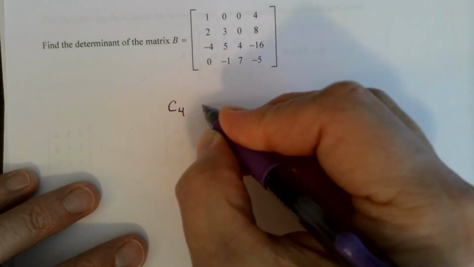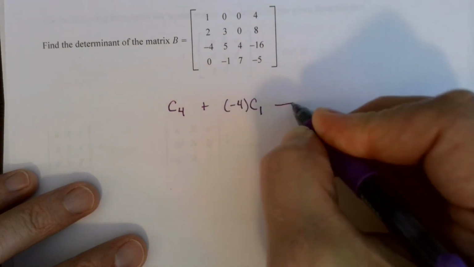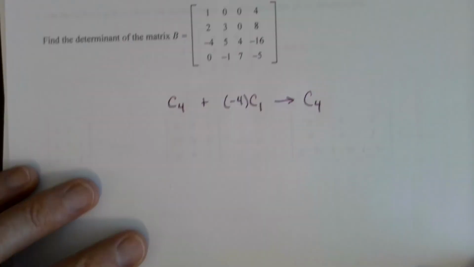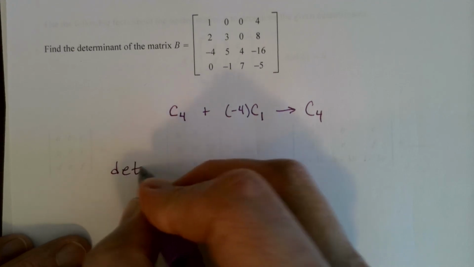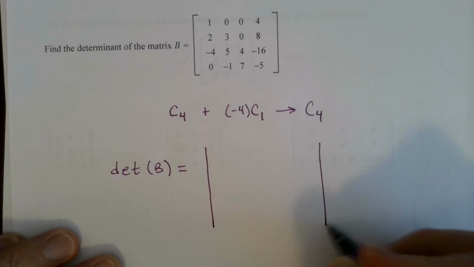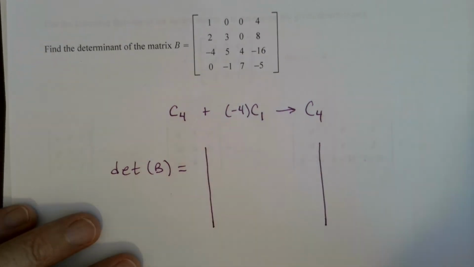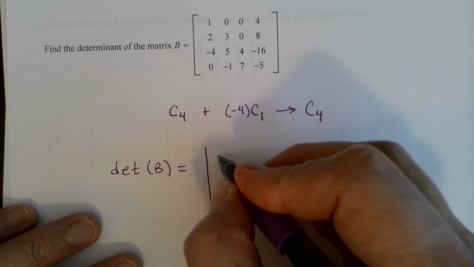What if I take column 4 and add -4 times column 1 to it and replace column 4 with that, adding a multiple of one column to another? How will that affect the determinant? It won't, right? So the determinant of B would be equal to the resulting matrix determinant when I do this operation, because it doesn't affect the determinant. So the determinant of B would be the same if I do that. How does column 4 affect it?